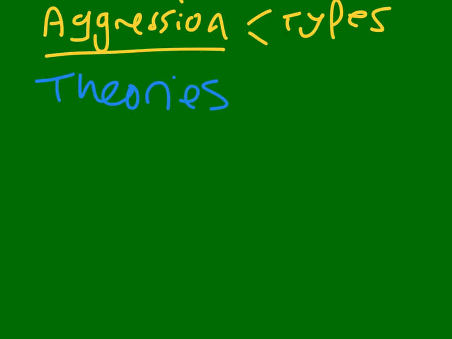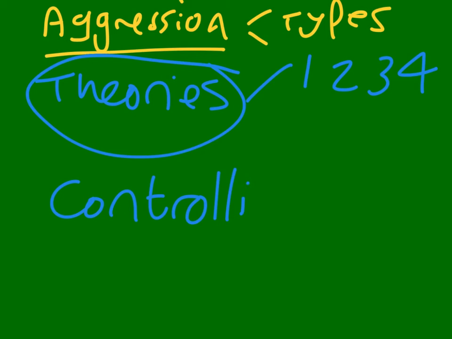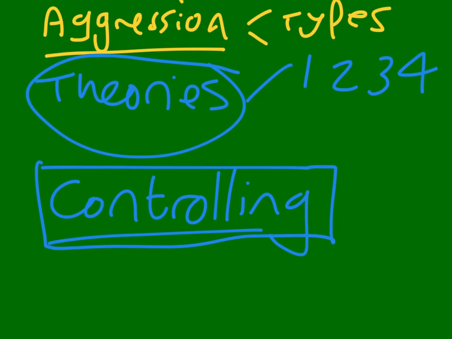So that's aggression, one of our bigger topics that we need to look at. Just to recap briefly, you need to know what aggression is and the types, so quickly jot down the types of aggression and try to explain them. You need to know the theories, so quickly jot down the 4 theories and say a couple of points about each. And we need to be able to control aggression, so again, just scribble down a couple of points as to how you would control or reduce aggression.